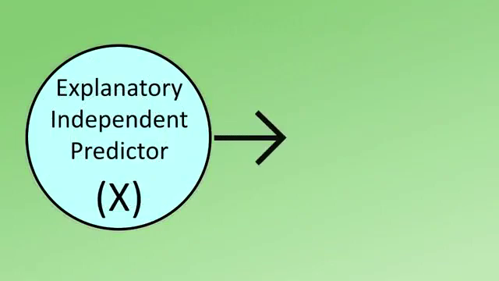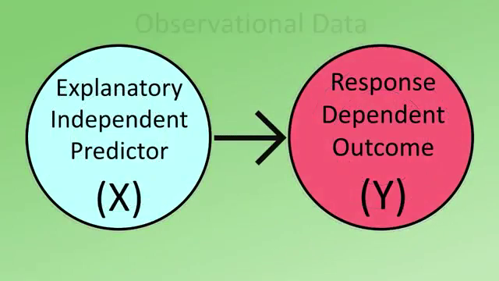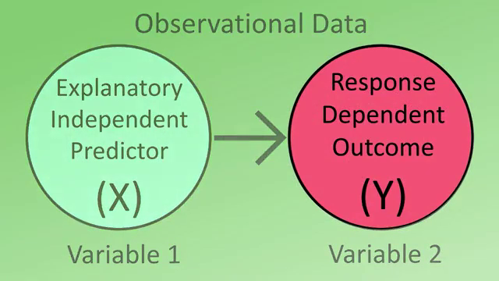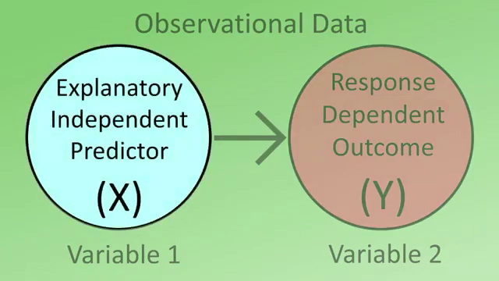It's important to understand that when studying two variables, each variable has a role to play. That is, a variable may either be a response variable, also known as the dependent variable or outcome variable, or it could be the explanatory variable, also known as the independent variable or predictor variable.